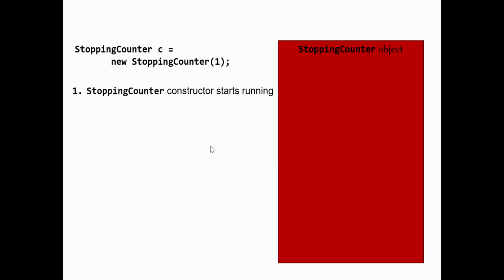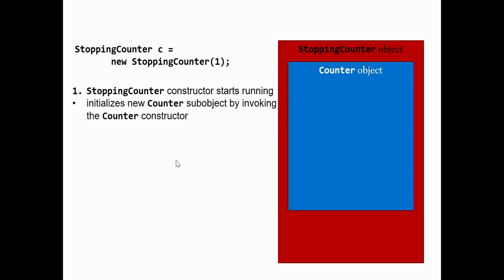What's on the first line of the stopping counter constructor? The first line is a call to the superclass constructor, so it makes the counter part of the stopping counter object. Now what happens? I just called the counter constructor, so the counter constructor is now running. What does the counter constructor do? If you remember, it says this.value = 1.